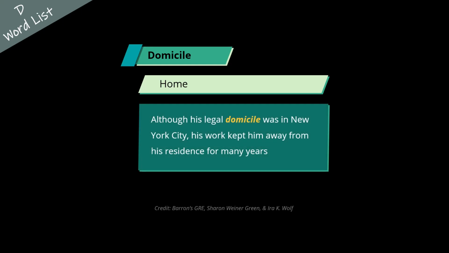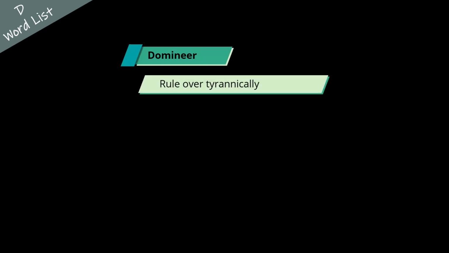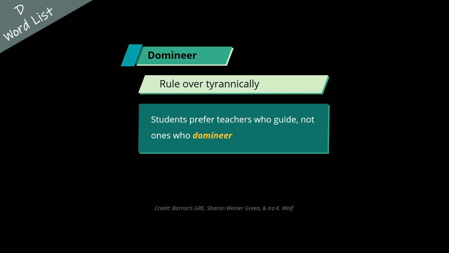Domicile means home. For example, although his legal domicile was in New York City, his work kept him away from his residence for many years. Domineer means rule over tyrannically. For example, students prefer teachers who guide, not ones who domineer.